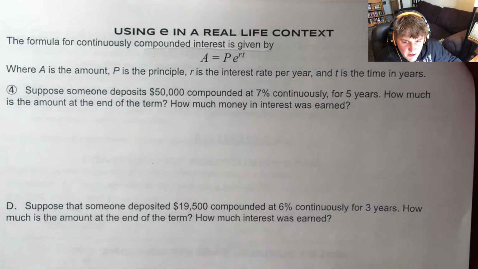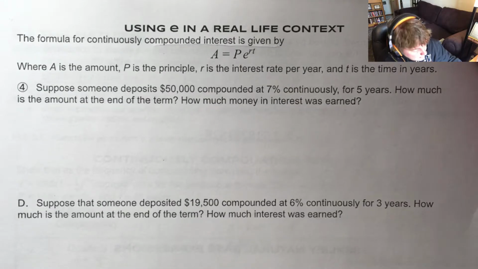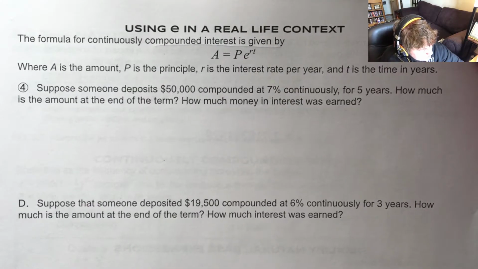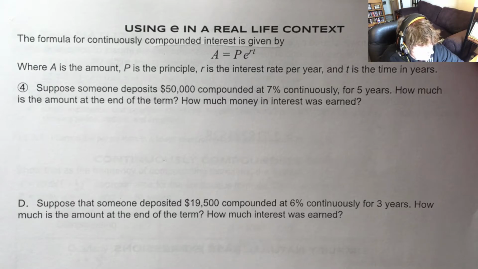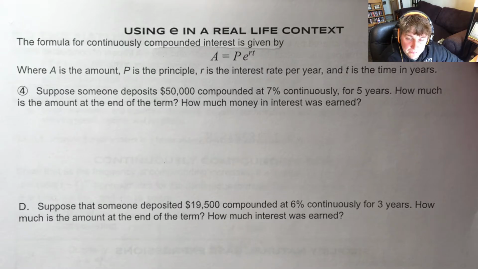Okay, so let's just get into some problems. Here are some more interest problems that we were dealing with. Money often tends to be something that you all get along with pretty well. So we want to use e in a real life context. The formula for continuously compounded interest is given by A equals P times e to the power of r times t, where A is the amount, P is the principal, r is the interest rate per year, and t is the time in years.